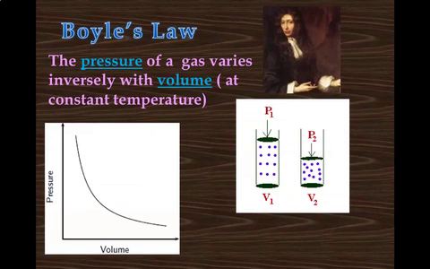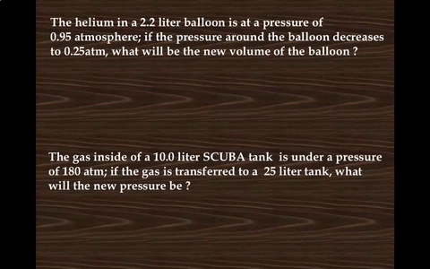Okay, it's the opposite of the other two. As volume increases, pressure gets lower. So the actual formula for the equation is P1 times V1 equals P2 times V2. Okay, so let's look at a couple practice problems.